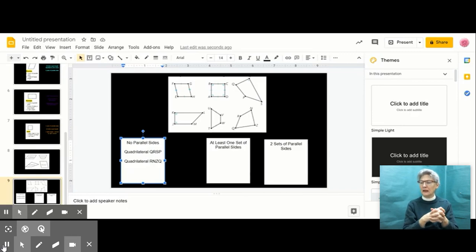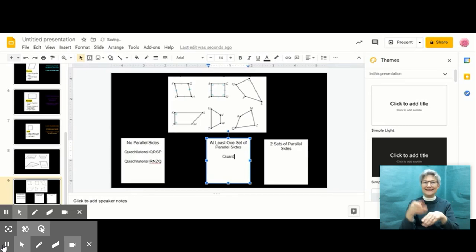Let's take a look at shapes that have at least one set of parallel sides. And in your journal, this is the part where the Venn diagram overlaps, because if a shape has at least one set of parallel sides, that means that there's one set, but it could be more. My other box over here is looking for two sets of parallel sides. So I may have some shapes, some quadrilaterals that go in both of these boxes, and that's okay. All right, one set of parallel sides, at least.